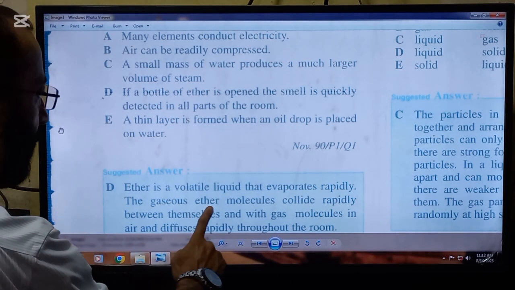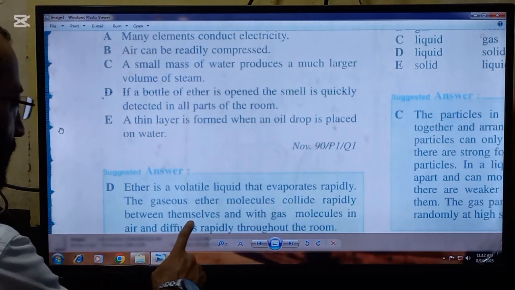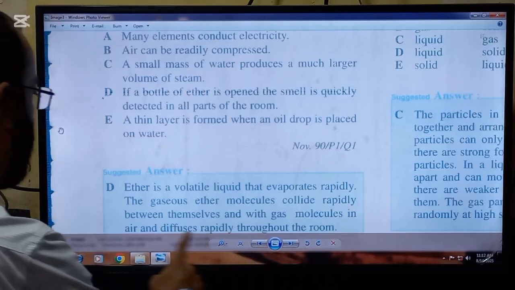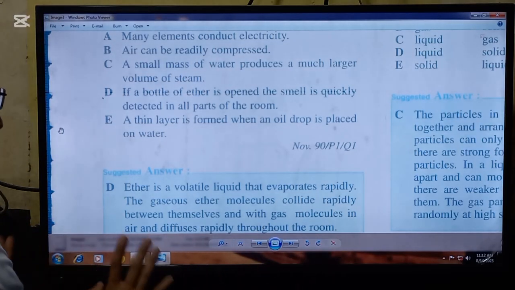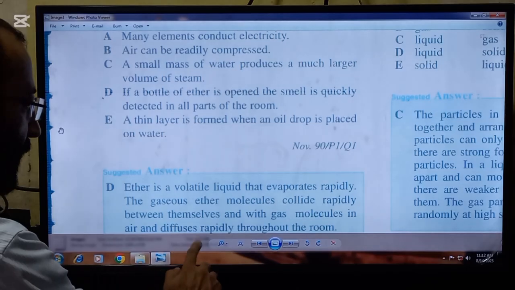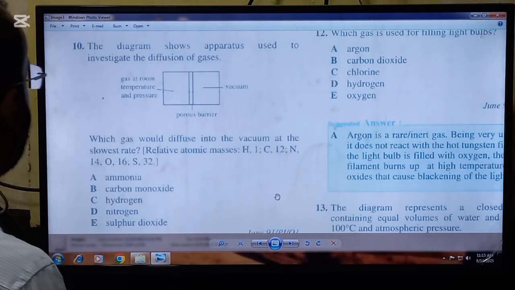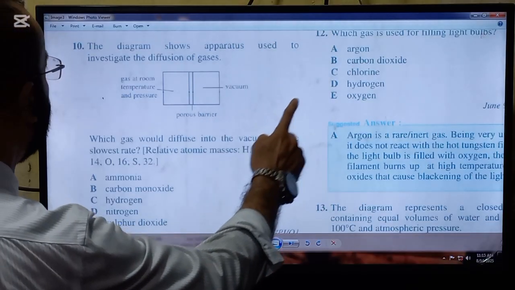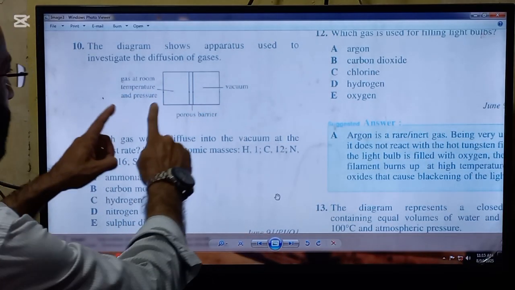Ether is a volatile liquid that evaporates rapidly. The gaseous ether molecules collide rapidly between themselves and with the gas molecules in the air and diffuse rapidly throughout the room. Here is another question. The diagram shows the apparatus used to investigate the diffusion of gases. And here is the apparatus.